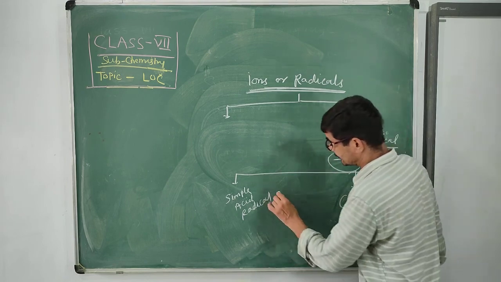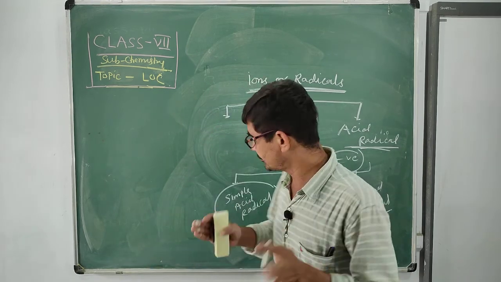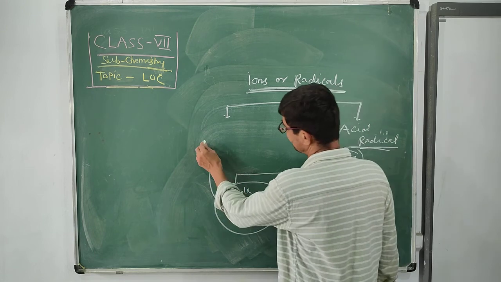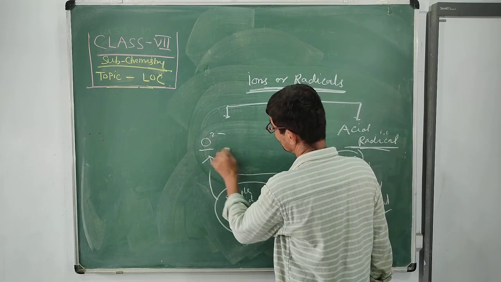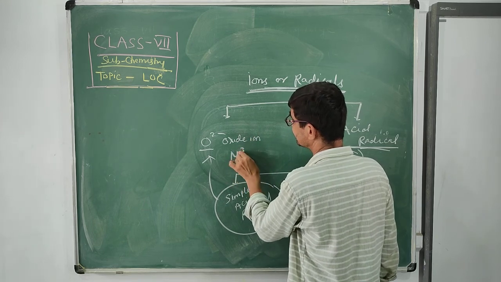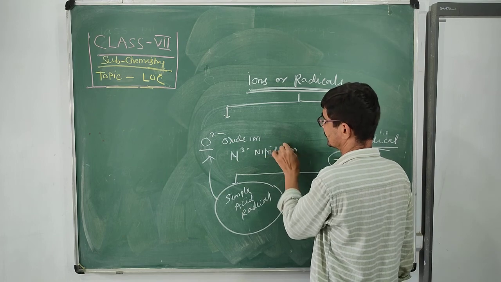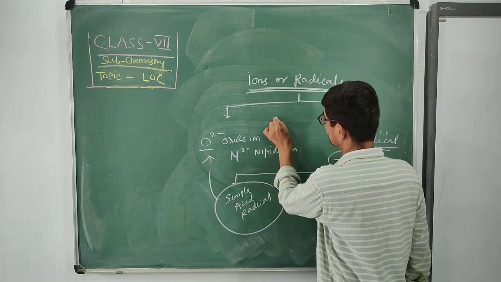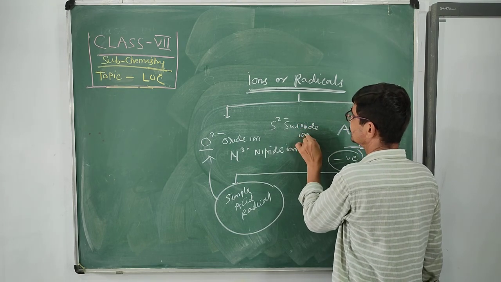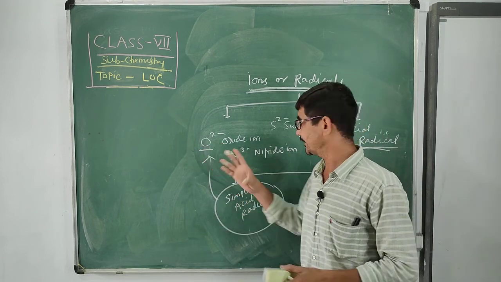In simple acid radical, a single atom carries negative charge, such as O2 minus oxide ion, N3 minus nitride ion, S2 minus sulfide ion. So this is called simple acid radical. Why is it called so? Because a single atom carries negative charge.